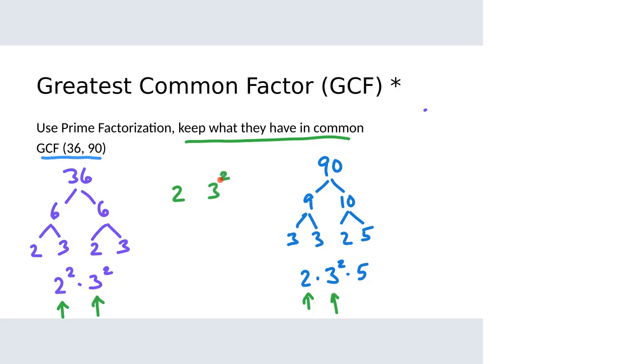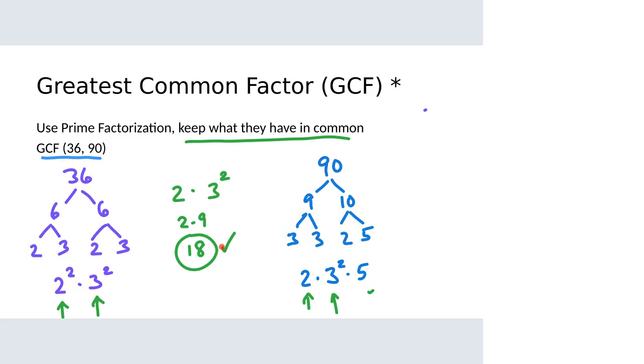And I'm all out on the 36. Yes, the 90 has a 5, but the 36 doesn't have a 5 in it, so I'm not going to use that. And now I'm just going to multiply these together. And let's see, that's 2 times 9, or 18. So our greatest common factor there is 18. Let me know if you have any questions about how we chose those numbers, if it's not clear at this point. And what we're saying here is the biggest number that will go into 36 evenly, that will also go into 90 evenly, is 18. That's greatest common factor.